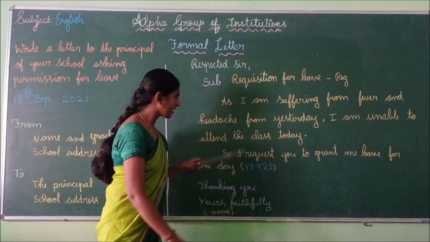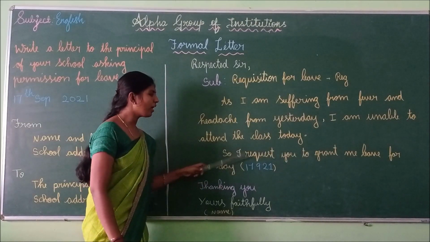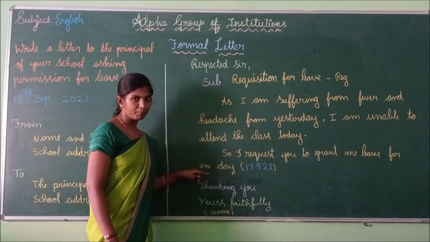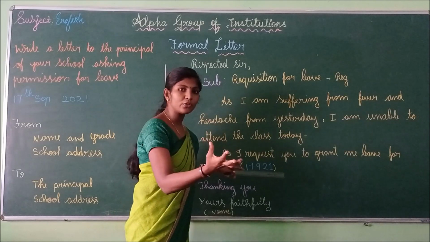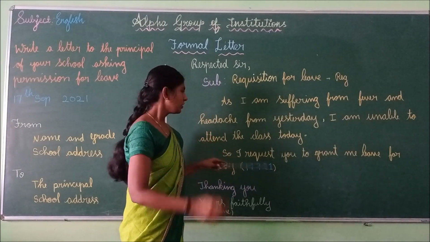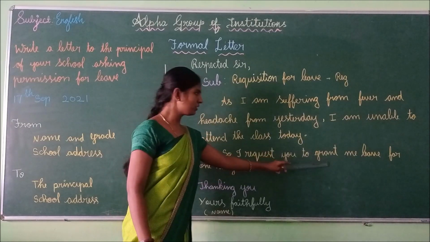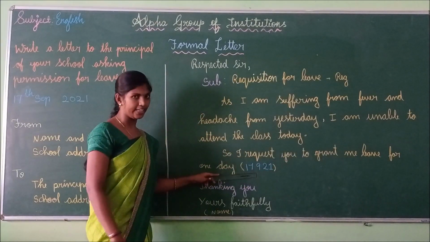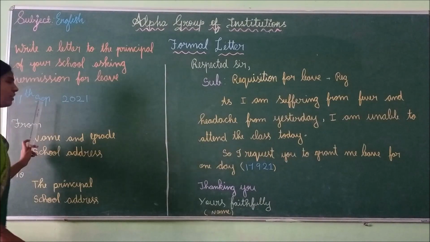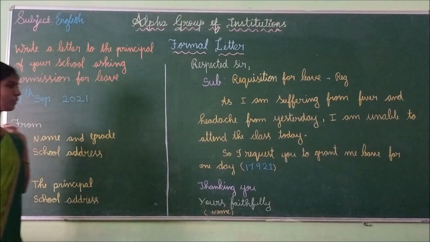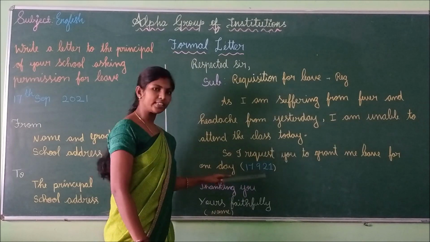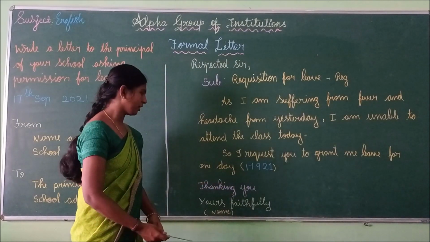In the next paragraph, you start with: I request you to grant me leave for one day. So I am requesting you; it must be a requisition, right? I request you to grant me leave for one day, which means today. I mentioned today's date. Since I wrote the letter on 17 September 2021, I asked for leave for the same day, 17/9, that is September 2021.